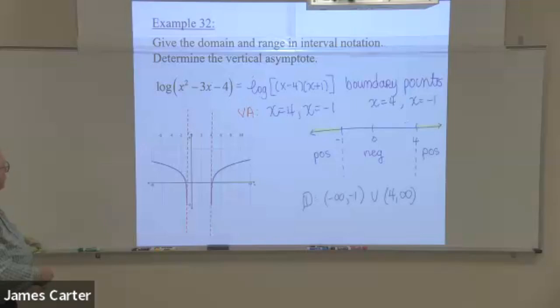Okay. What is the domain of this? Well, I've got a gap here. I've got from infinity over here to -1. Then I've got a gap. And then I've got from 4 to forever. What is my range? Well, negative to positive infinity.